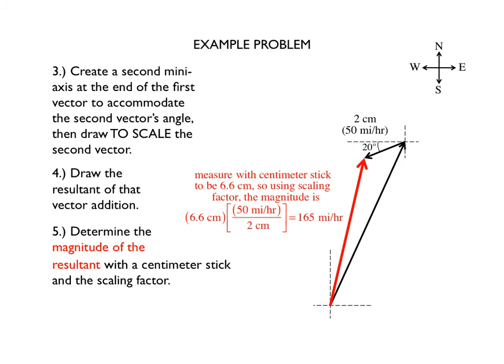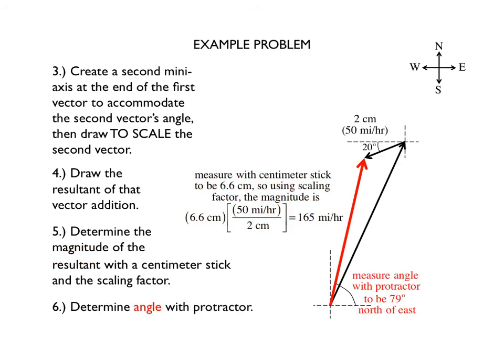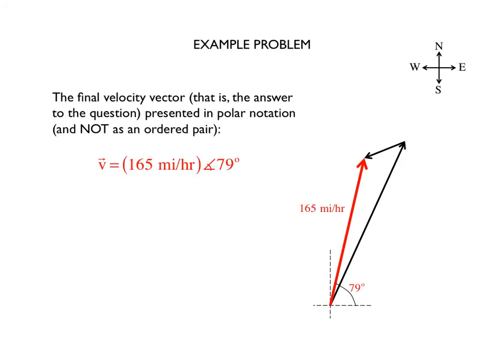I then need to know what the orientation of the plane is, in what direction, which is going to be an angle kind of a thing. So I'm going to need to use a protractor, and relative to the east, I'm going to have to measure that angle. And if you use a protractor, it turns out that it's right around 80 degrees, give or take. So in polar notation, the answer to our question is that the net velocity of the airplane is going to be 165 miles per hour at an angle of 79 degrees.